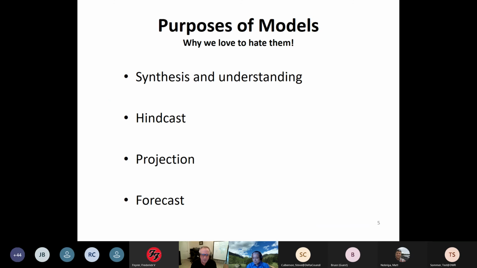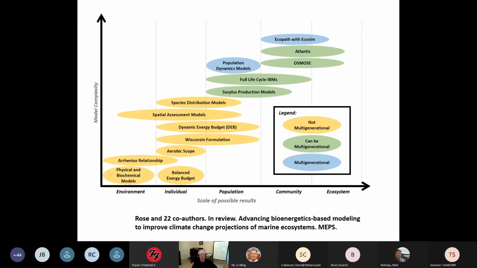So we love to hate models, right? They're usually used for synthesis and understanding, hindcasting, projection, and forecasting. This model is in the realm of synthesis and understanding and projection. So we're not forecasting, for example, and what does that mean? I'll show you in a second.